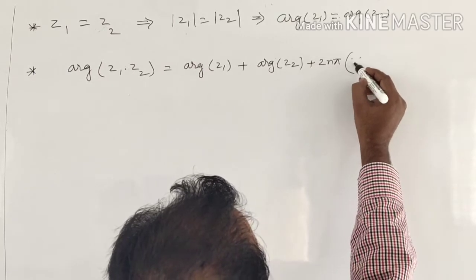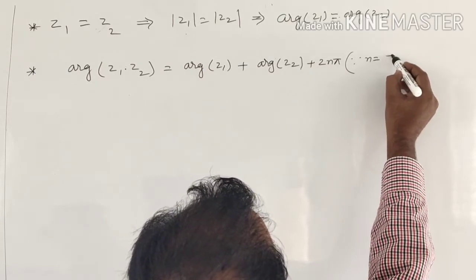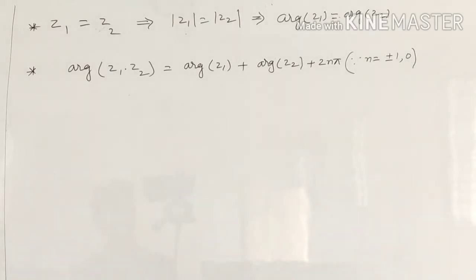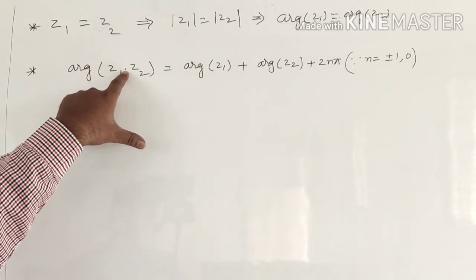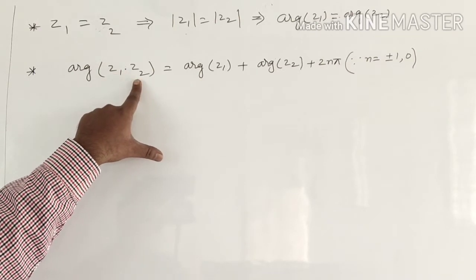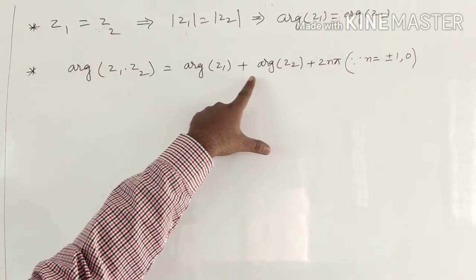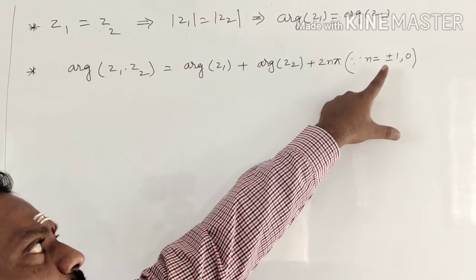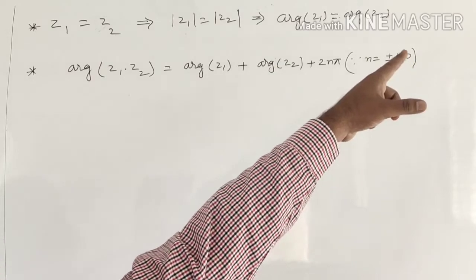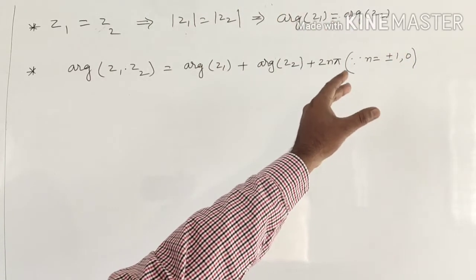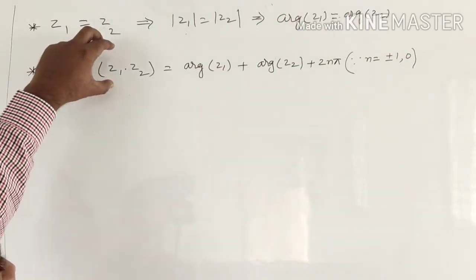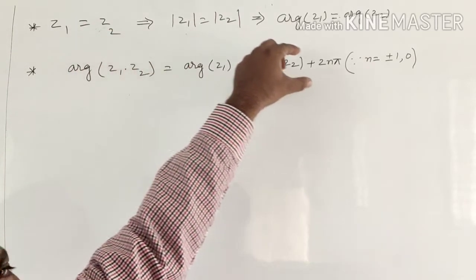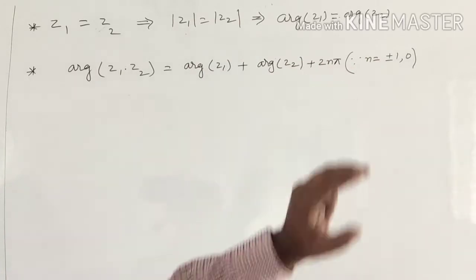We can write here, n value is equal to plus or minus 1, comma 0. Remember students, if two complex numbers are in a product, their argument is equal to the sum of the individual arguments plus 2n pi. N value may be plus 1 or minus 1 or 0 depending upon the problem. In objective time we will explain in detail. Just remember, for two complex numbers in a product, the argument is equal to the sum of the individual arguments.